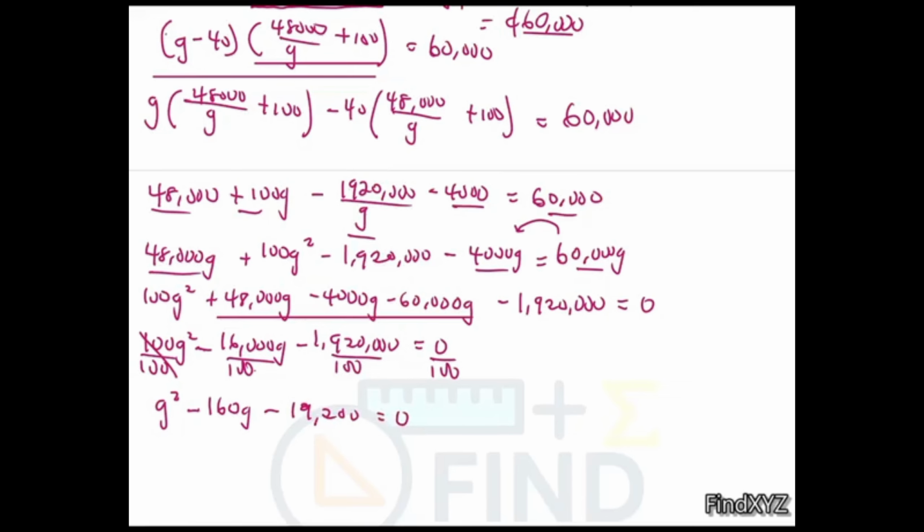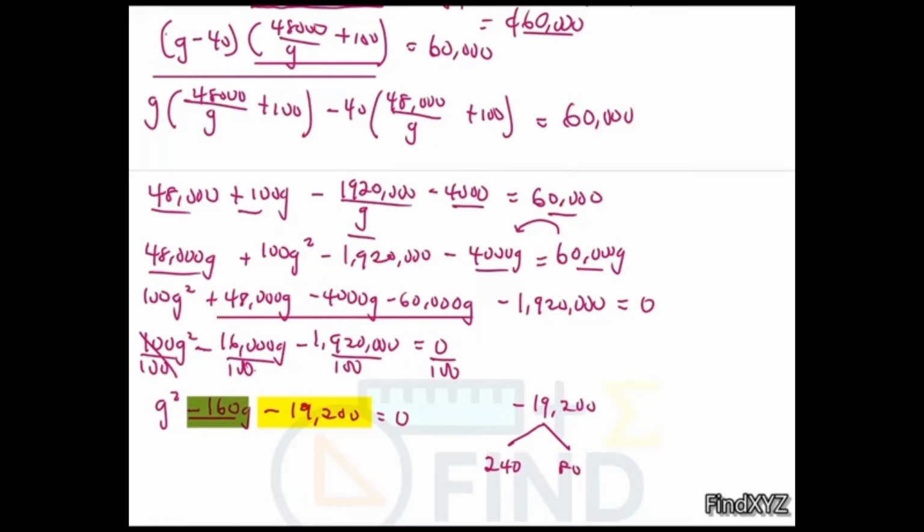How can we solve this quadratic equation? Fortunately for us, the coefficient of g squared is 1. And then we have negative 19,200. So the coefficient of g squared times the constant term, when we multiply them, we are going to get negative 19,200. Then we look for a pair of factors that will give us the middle term, negative 160. So what two factors can give us that value? So the two numbers will be 240 and then 80.